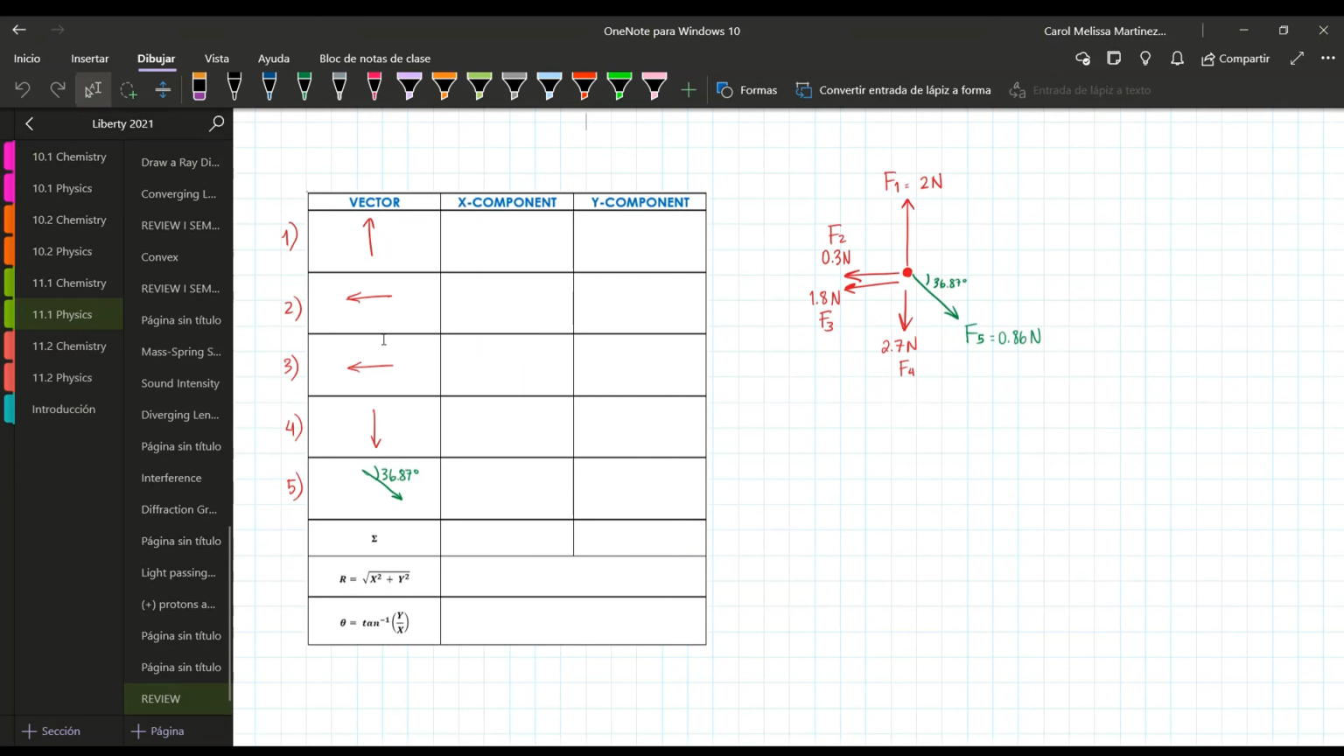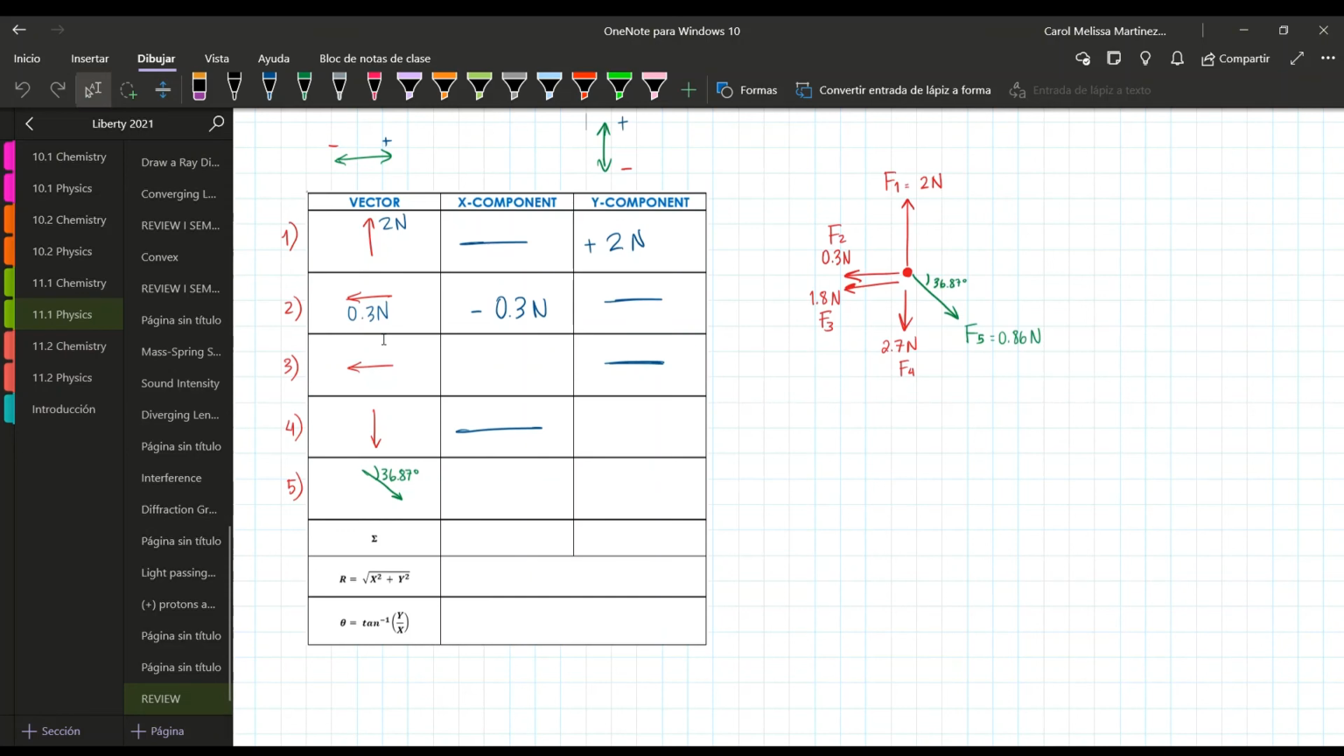So here the verticals don't have X component, so here nothing and nothing. The Y component, remember this, if it goes up it is positive, if it goes down it is negative. Because this one goes up, it's going to be positive, and this is 2 newton, so it's going to be plus 2 newton. The second force is 0.3 newton, because it's a horizontal force, it has nothing in the Y component, you don't write anything. And because it goes to the left, remember this, to the left is negative, to the right is positive. So to the left is negative 0.3 newton.